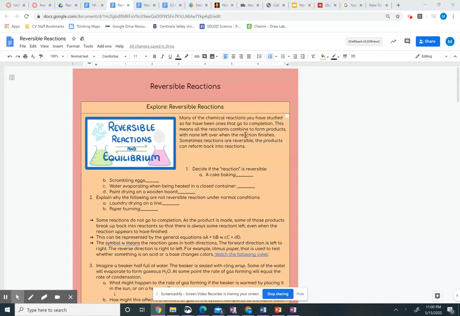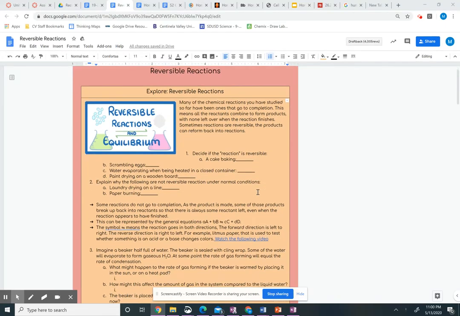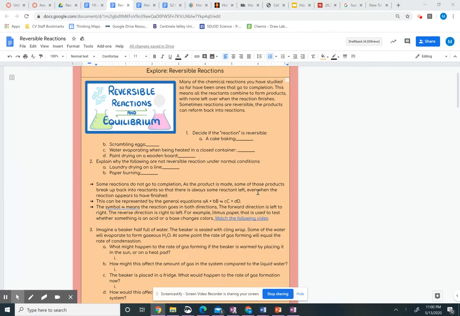Hi, you guys. So I'm going to spend some time going over some of the reversible reaction stuff and some of the Le Chatelier's principle, just because I want you guys to have a good idea of what some of these things mean and how we can use them. First and foremost, reversible reactions.